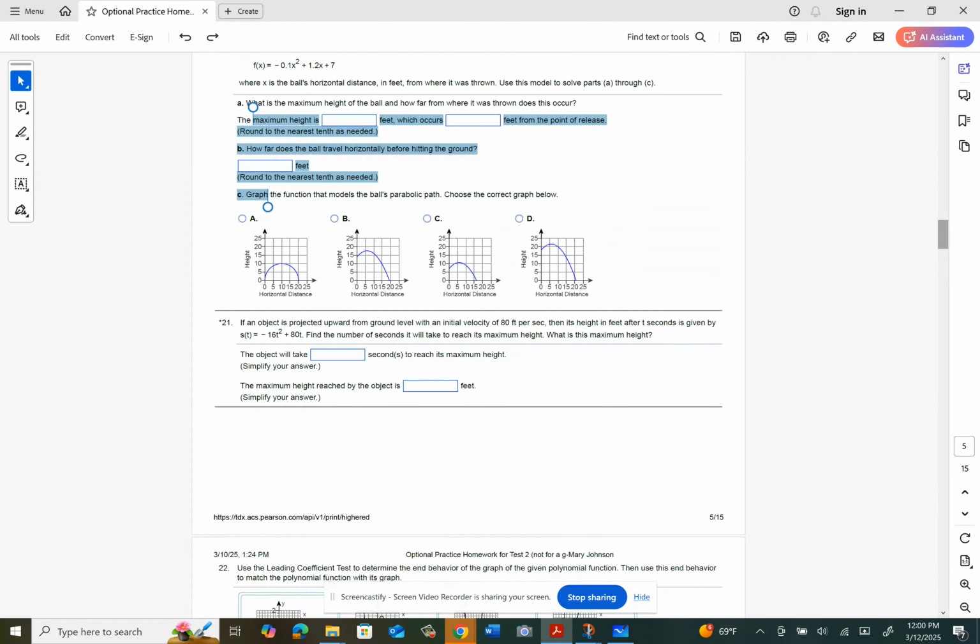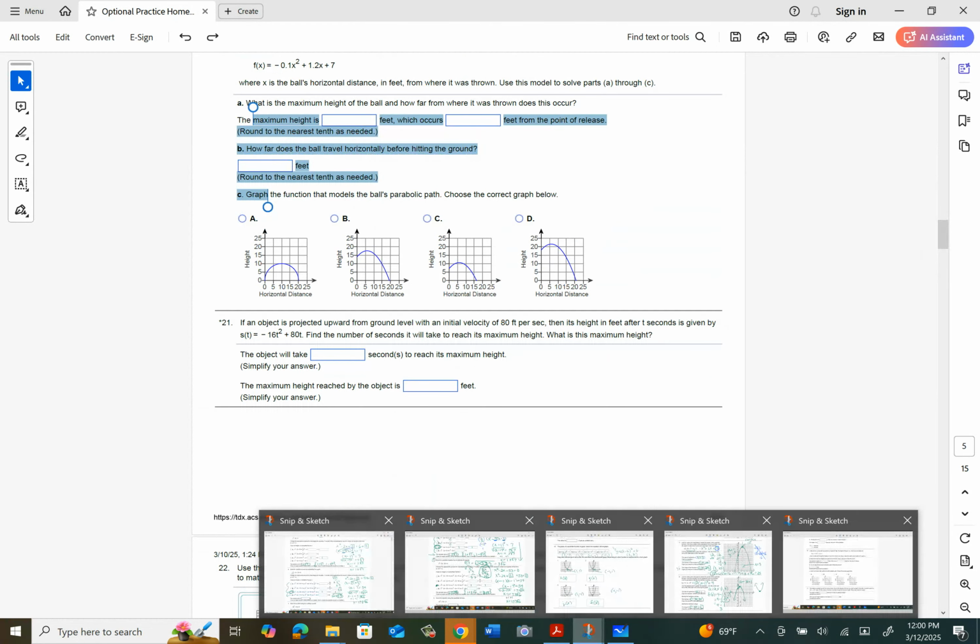Oops, wait, I'm on the wrong thing. Let me get to my snip. Which one was it? I think it was this one.